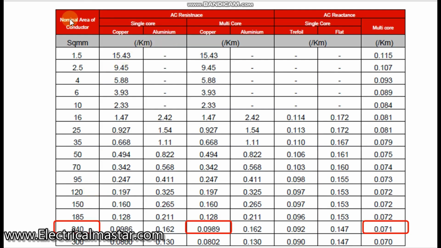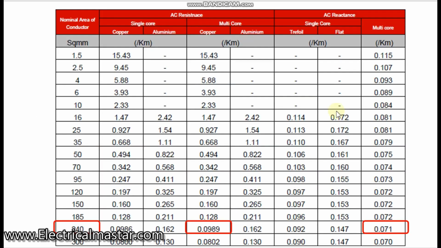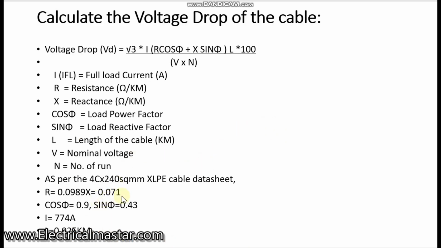See here, this is the cable data sheet. From here you have to choose how many square mm. This is 240 square mm, and the AC resistance value for single core and multi core. I am using multi core because it's a 4 core cable. And copper or aluminum, I am using copper. So I will match both the values, 240 and multi core copper, and the value is 0.0989. That is the R value, 0.0989. Similarly the X reactance value: AC reactance multi core 240 square mm is 0.071.